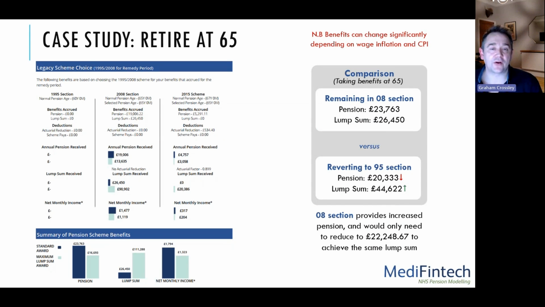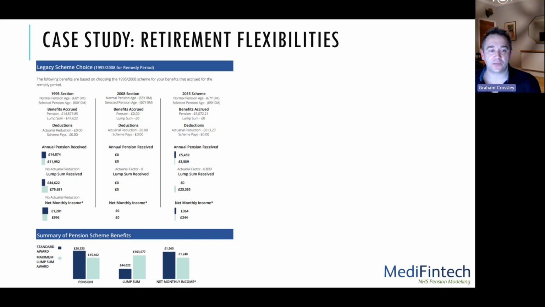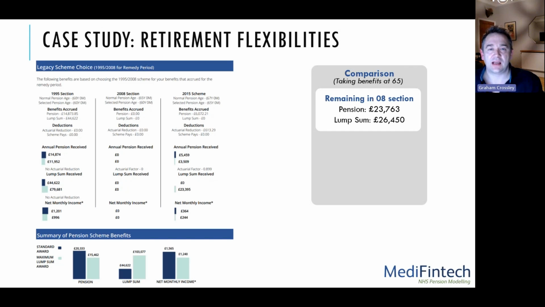But what now throws a bit of confusion into this are those new rules on pension flexibilities. So let's say, for example, the member decides, you know what, I want to take my 95 benefits at 60. I might then work a little bit less and then take my 2015 benefits at age 65, and let's compare that to what I would have got if I'd gone down the 08 route.